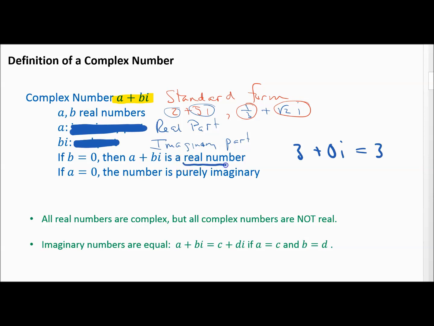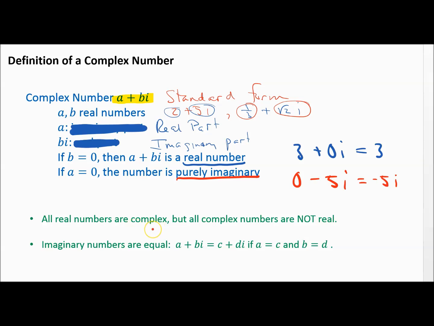Notice it says that's a real number. And all real numbers actually can be written in complex number form. So 3 plus 0i is just 3. That's a real number. On the other hand, if a were to equal 0, like 0 minus 5i, this is called purely imaginary. You could rewrite that as just negative 5i, and that's what we call a purely imaginary number there.